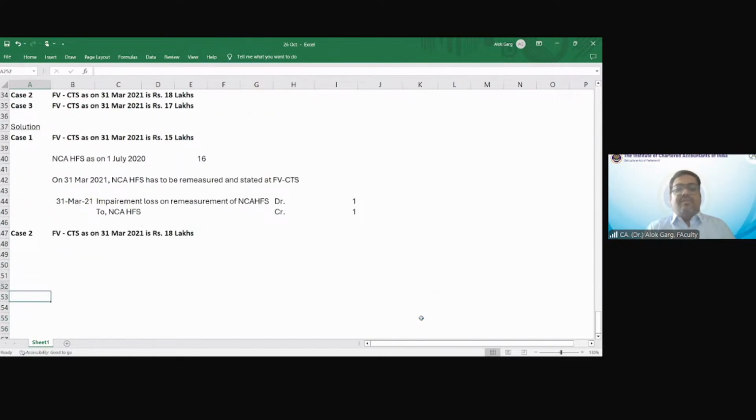Fair value less cost to sell as on 31st March 21 is 18 lakhs. बढ़ गई. तो क्या करेंगे? कुछ भी नहीं करेंगे। पक्का? Yes sir.